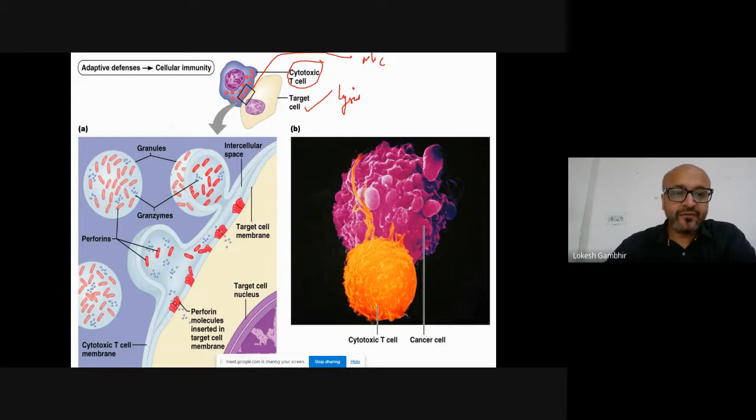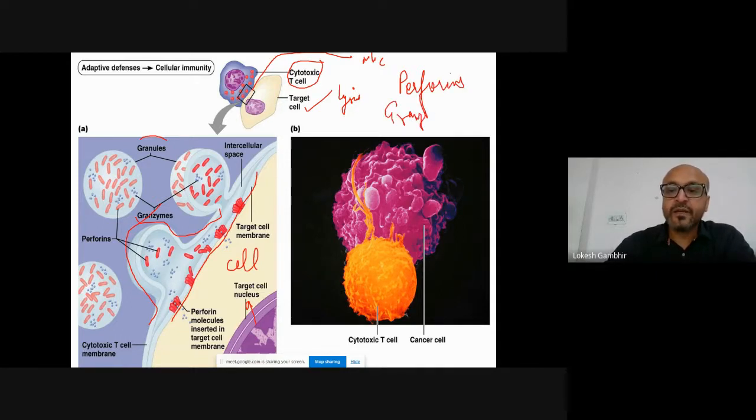Now, once they have attached, what will they do? This is the infected cell, this is the infected cell's nucleus, and this lining is the membrane. Once the cytotoxic T cell is attached to the membrane, it starts releasing various molecules in the form of granules, like granzymes, which are the principal molecules, and then perforins. These two molecules are specific to cytotoxic T cells: perforins and granzymes.